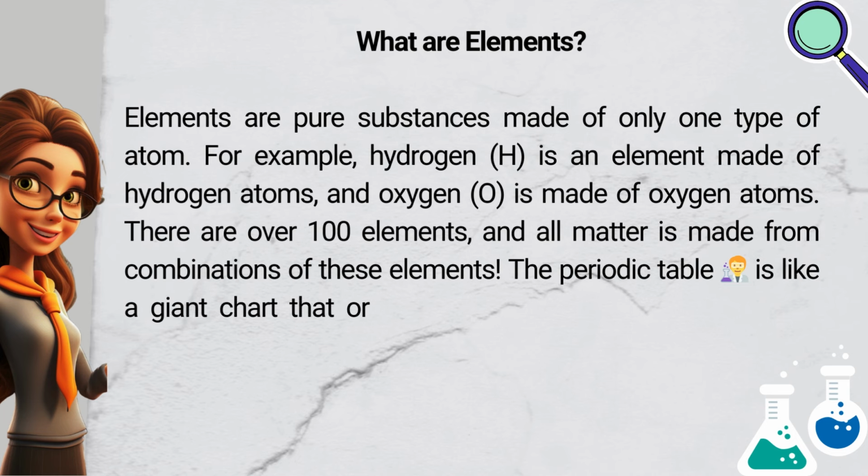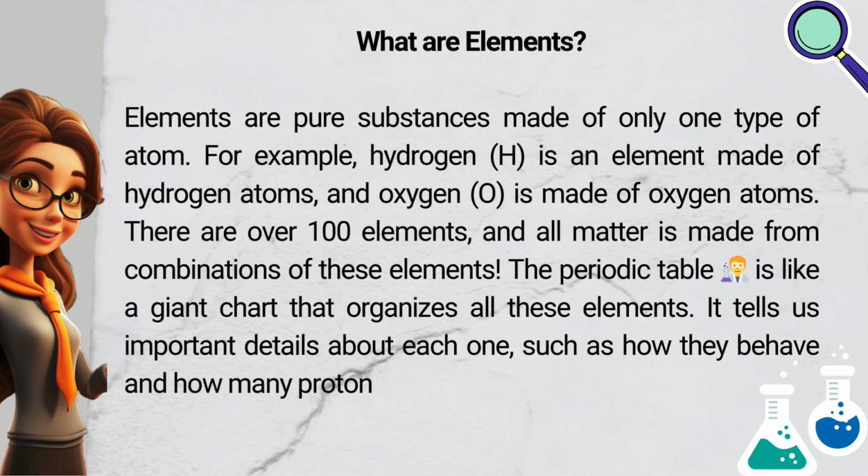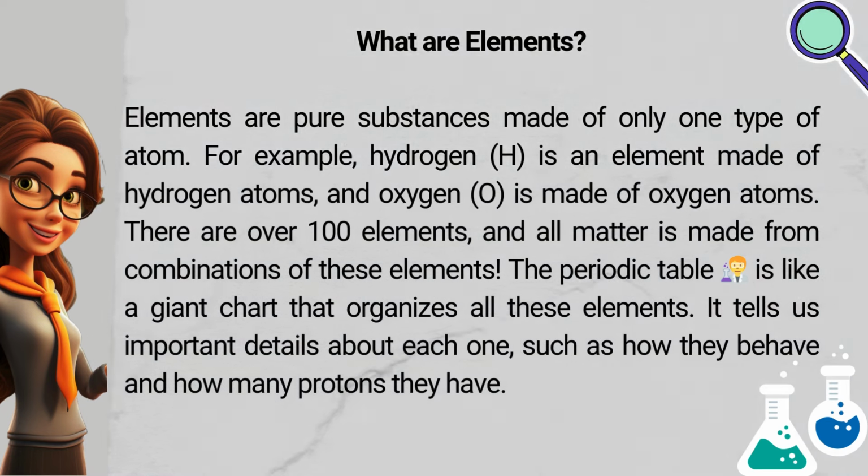The periodic table is like a giant chart that organizes all these elements. It tells us important details about each one, such as how they behave, and how many protons they have.